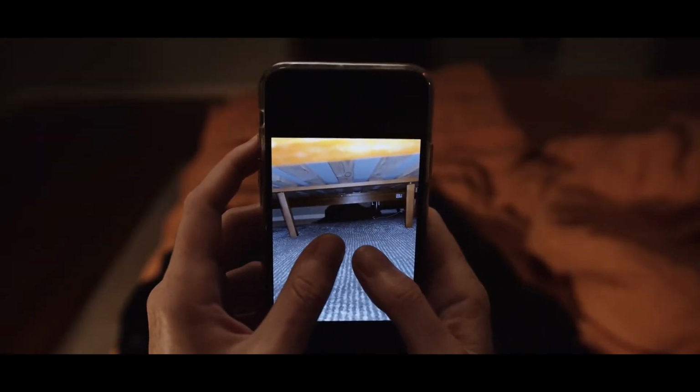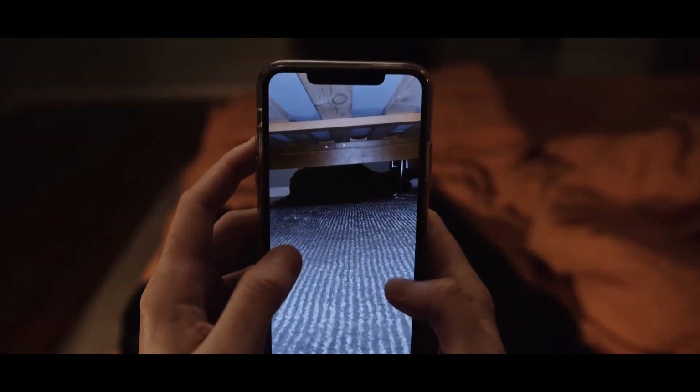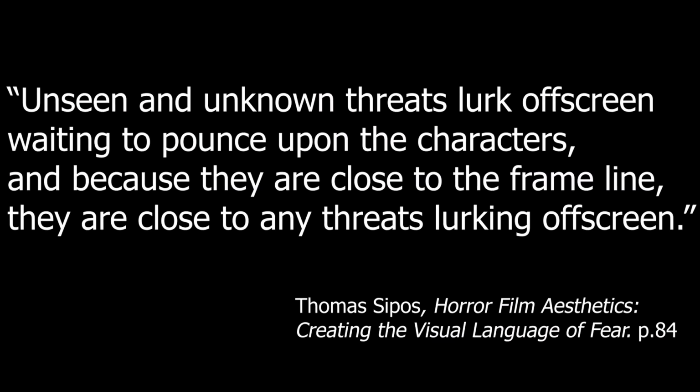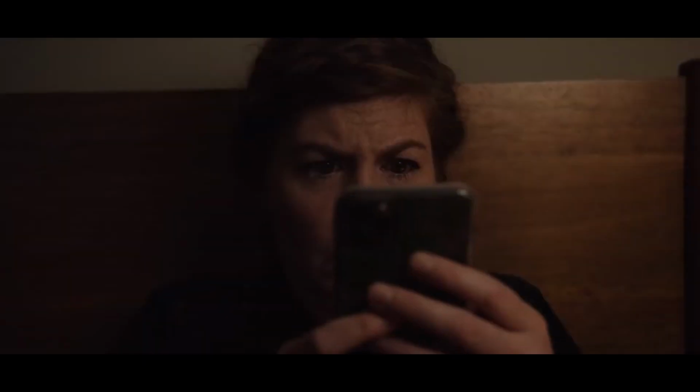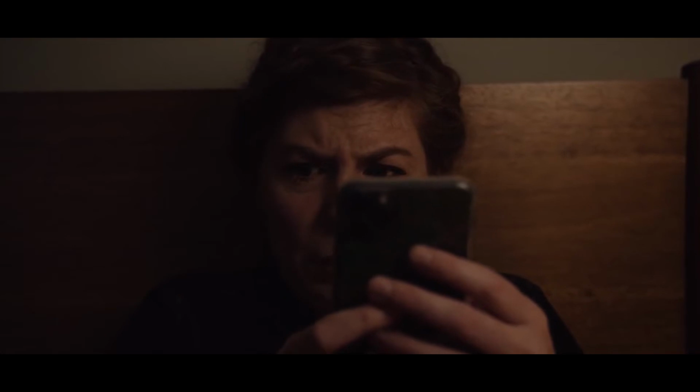Sipos explains how tight framing and off-screen space create tension by saying, "Unseen and unknown threats lurk off-screen waiting to pounce upon the characters, and because they are so close to the frame line, they are close to any threats lurking off-screen." So this shot allows us to see the character's emotion because it uses close-up and keeps the suspense going thanks to the important off-screen space.